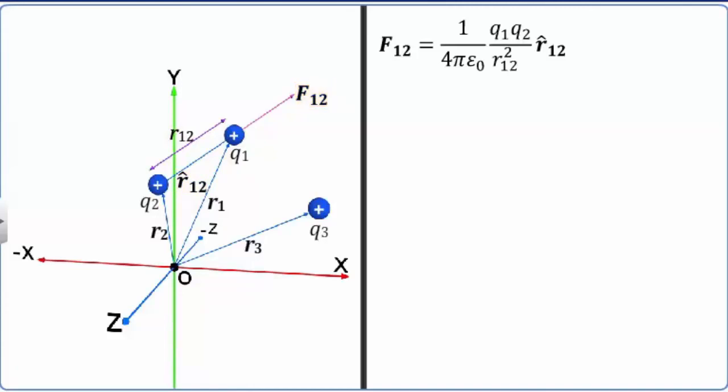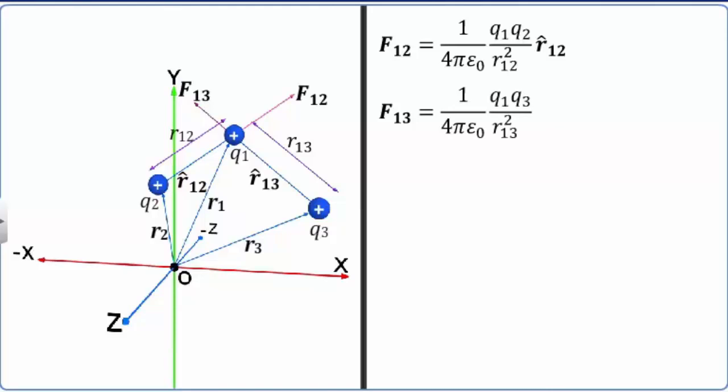F13 is the force on the charge Q1 due to Q3 and is equal to 1 by 4 pi epsilon naught into Q1 Q3 by R13 square into R13 cap. R13 is the distance between Q1 and Q3 and R13 cap is the unit vector in the direction of the force F13. To find the net force F1 on Q1 due to the other charges in the system, we should apply the principle of superposition. That is, F1 is equal to F12 plus F13 vectorially.